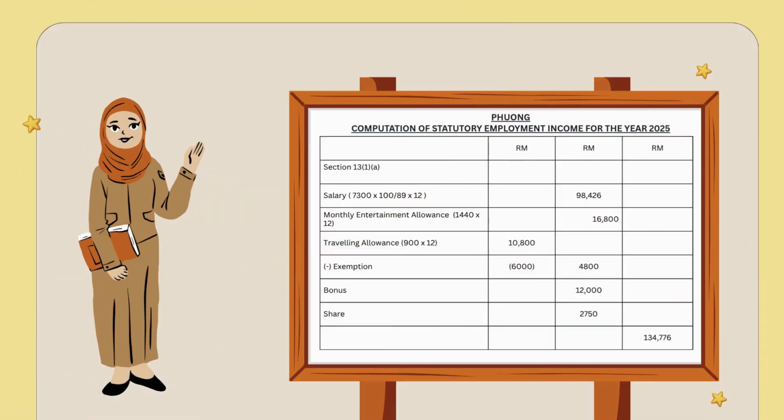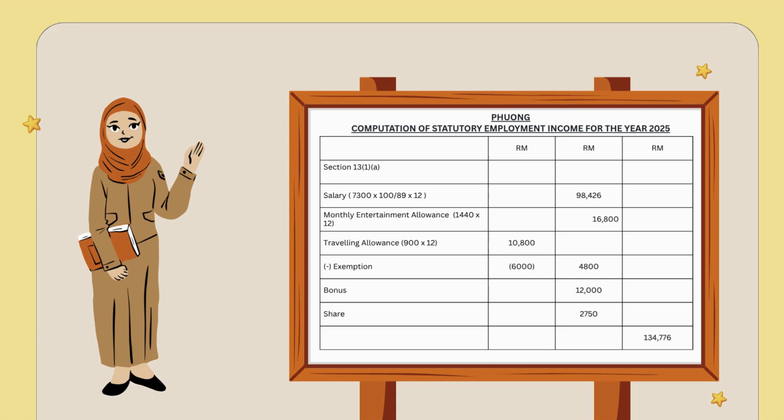Next, I will explain the employment income of Phuong. Section 13(1)(a). We have salary per month RM 7,300 multiplied by the EP 11%, 100 divided by 89, multiplied by 12 months, equals RM 98,426. The monthly entertainment allowance is RM 1,440 multiplied by 12 months, equal to RM 16,800. Traveling allowance is RM 900 multiplied by 12 months, equal to RM 10,800. The traveling allowance has an exemption of RM 6,000, and the amount after exemption is RM 4,800.